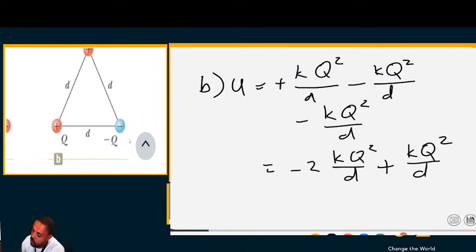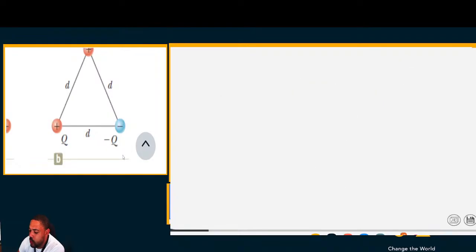For number one, it was bigger than this one. It was just 3kq squared. So what we can say so far is that B is smaller than A. So we can say that A is bigger than B. This is all we can say so far.